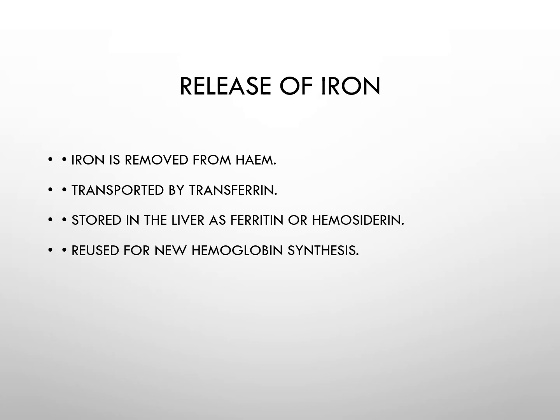Release of iron. Iron is removed from heme and transported by transferrin. When the iron is removed from the heme, the macrophages break down the heme group via the enzyme heme oxygenase, which releases ferrous iron, which is iron 2 plus. After the release of the ferrous ion, this ion is either stored locally within the macrophage in the form of ferritin or exported into the blood via the transporter ferroportin.